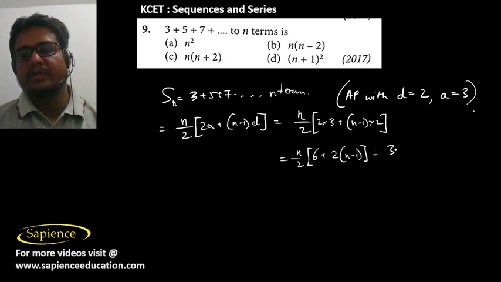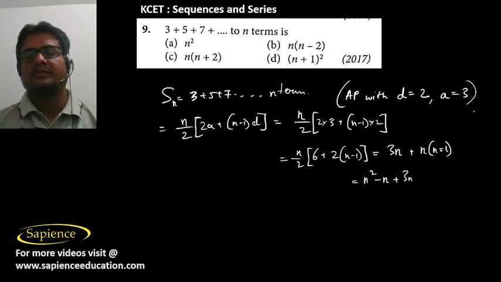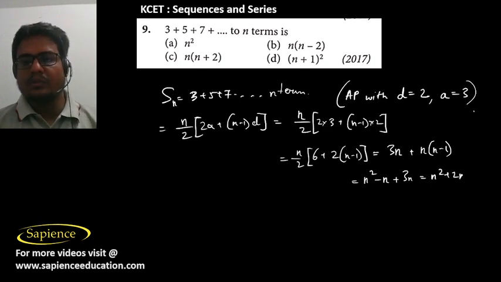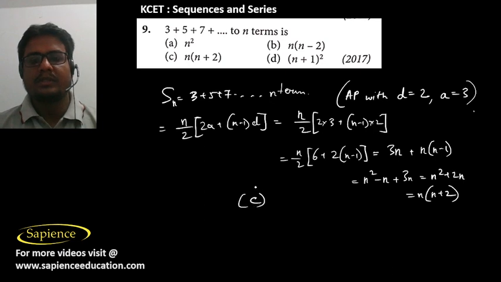So that will be 3n plus n into n minus 1. So this will be n square minus n plus 3n. So this will be n square plus 2n. So this will be n into n plus 2. So option C is the correct answer.